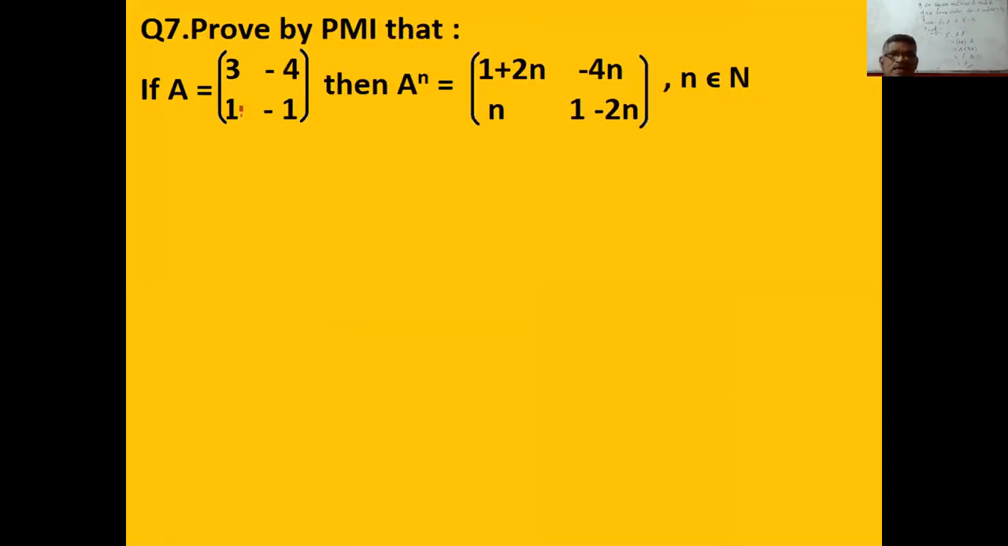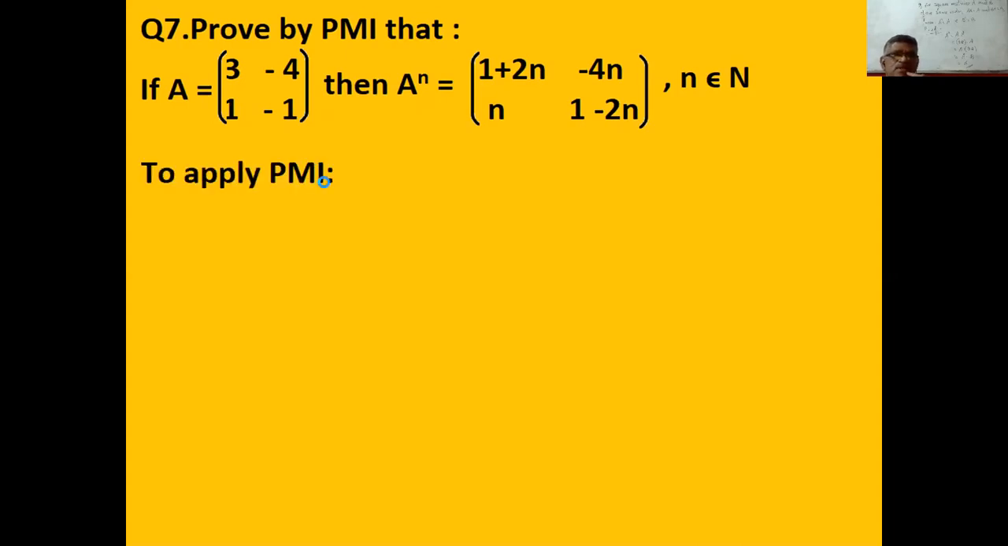Prove by PMI that if A is equal to [3, -4; 1, -1], then A raised to n is [1+2n, -4n; n, 1-2n] for n belongs to N. Could you recollect the steps to be applied to prove by PMI?